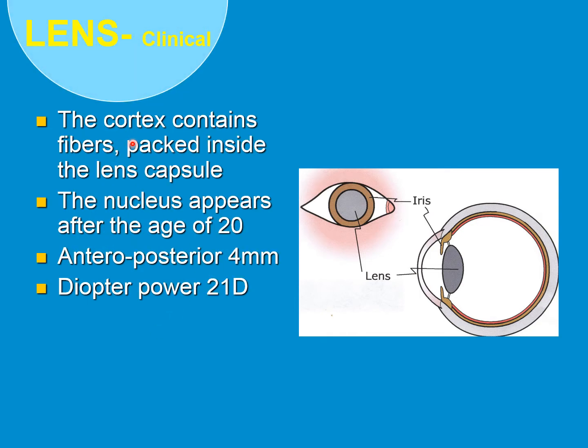The cortex contains the fibers packed inside the lens capsule. So, inside the capsule there is cortex and the nucleus. The nucleus appears at the age of 20. So if you are doing cataract extraction before the age of 20, there is no nucleus, so you only have to aspirate the cortex. And the dioptric power of the lens is usually 21 diopters.